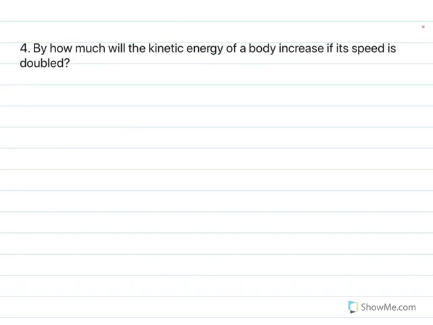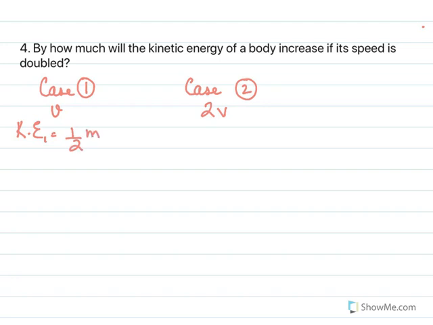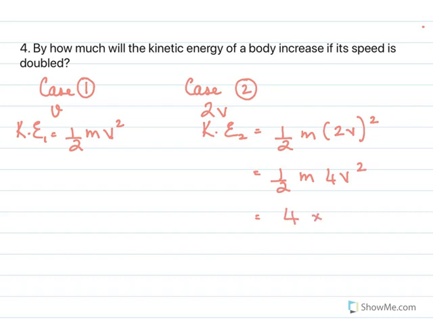By how much will the kinetic energy of a body increase if its speed is doubled? So we do case 1 where the speed is, say, v, and case 2 where the speed is 2v. The kinetic energy in this first case is half mv square, and in the second case half m. Now the v is 2v, so 2v the whole square. So we have half m 4v square. Let me arrange it. So I put 4 here and I put half mv square.